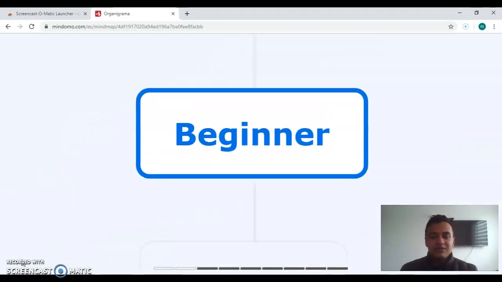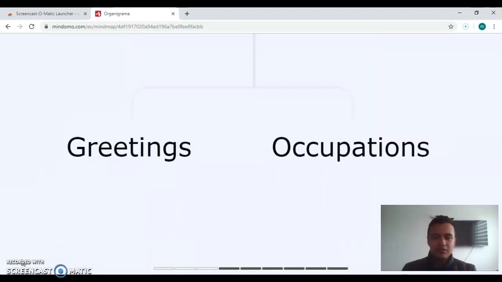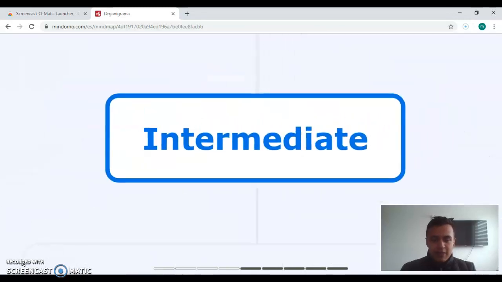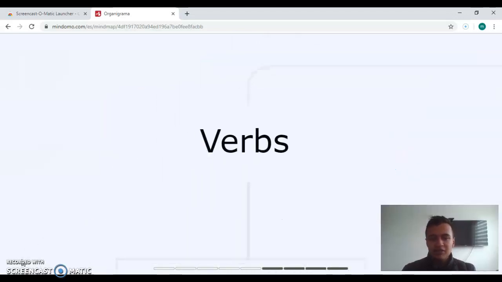The course is divided into 3 parts. The first one is going to be the beginner one, and over here we have 2 subcategories. The first one is greetings, which is the ability of saying hello and goodbye, and occupations related with the context of each one.